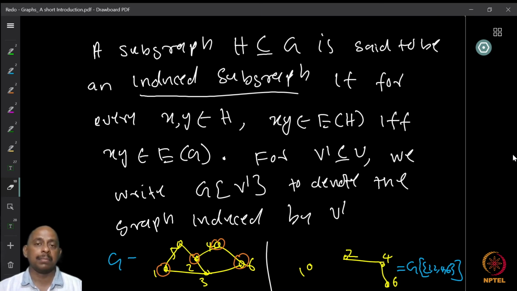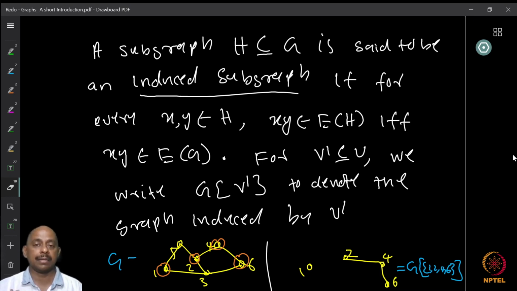Now, a subgraph H of a graph G is said to be an induced subgraph if for every pair of vertices X and Y in H, the edge XY belongs to the graph H if and only if the edge XY is an edge in the graph G. So whenever the edge is present in the graph G, I will add it to the graph H. Of course, only between the vertices of H, right?